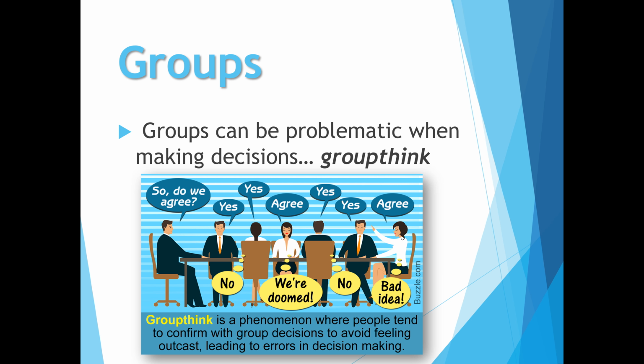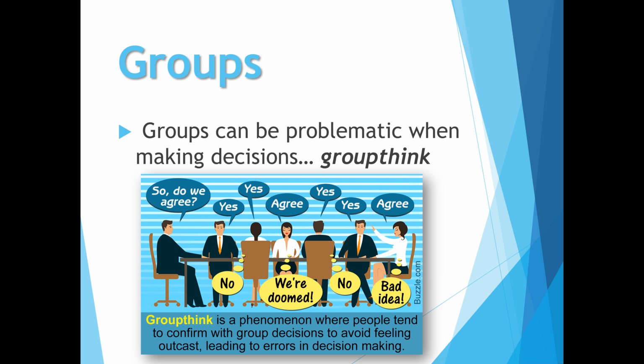In this little example, the guy at the head of the table is saying, so do we all agree? A few people say yes, so the guy on the left says yes, and then another guy says yes, and then everyone else starts saying yes, agree. And the interesting thing is there are some people in that group who harbor the notion that no, this is a bad idea, no, we're doomed. But they're still saying yes so that they can maintain this group cohesiveness. There are a lot of other factors at play here too, but this is groupthink.